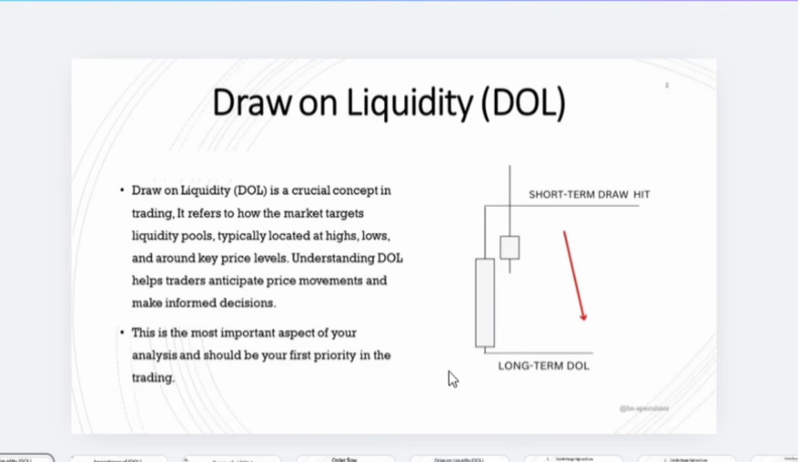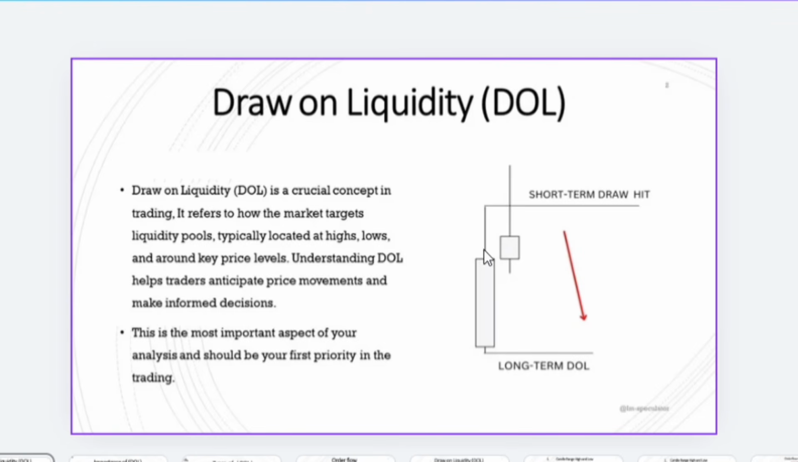Now, for example, in this particular place, you can see this is a candlestick, and this is the high of this candle and this is also the low of this candle. Now, this high is our draw on liquidity and this low is also our liquidity. Now, we have the short-term liquidity and the long-term liquidity. I'm going to get to that. Okay, let's focus on this now.